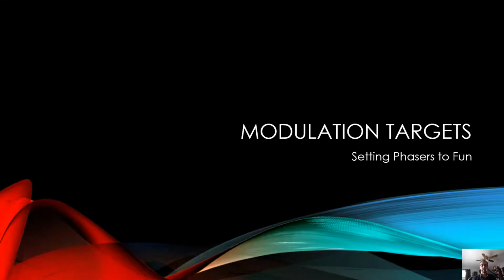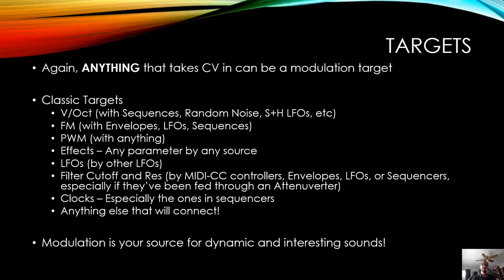Now, what do you want to modulate? That is the question. There are a lot of targets for modulation. Anything that takes CV in can be a target. But the classics are volts per octave, which you would modulate with sequences, random noise, sample and hold, LFOs, etc. FM, which you'd modulate with envelopes, LFOs, or sequences. Pulse width modulation, which can be modulated very effectively with anything. Effects, which can take any modulation source and modulate any parameter.